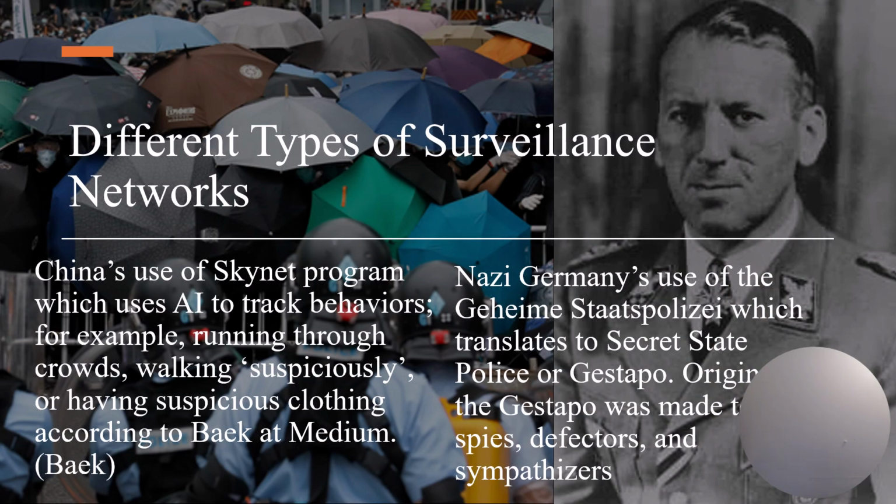So what are some of the different types of surveillance networks? Some of the more modern ones are like China's use of the Skynet program, which uses AI to track behaviors like running through crowds, walking suspiciously, or having suspicious clothing. Some of the older examples are Nazi Germany's use of the secret state police, or the Gestapo. Originally, they were used to find spies, defectors, and sympathizers, but they devolved into finding anybody who threatened the regime.